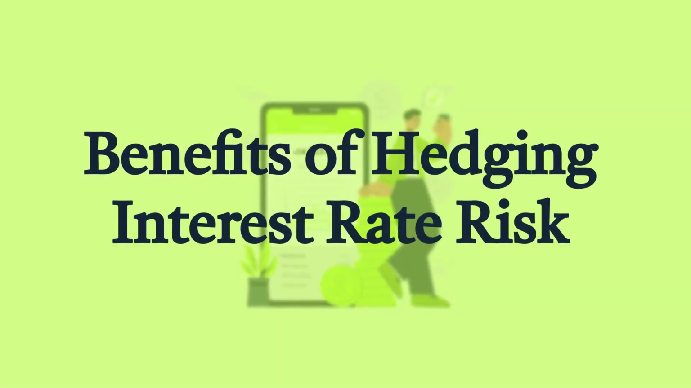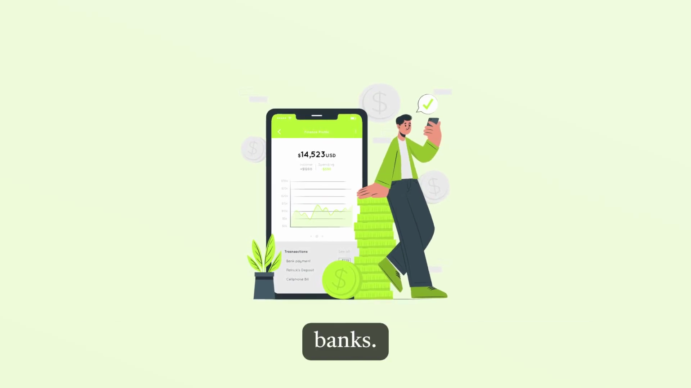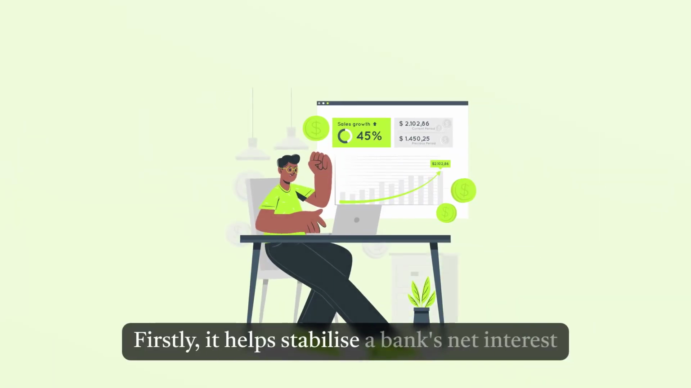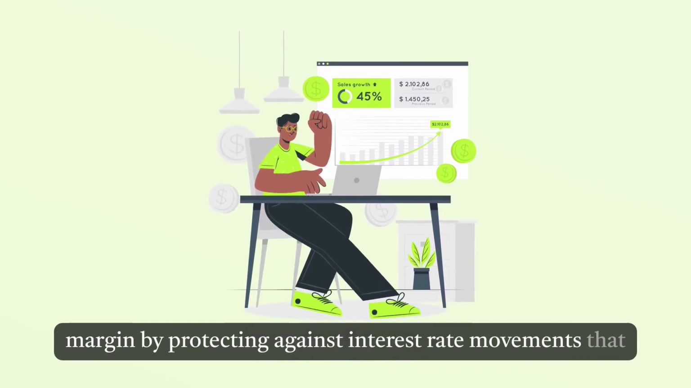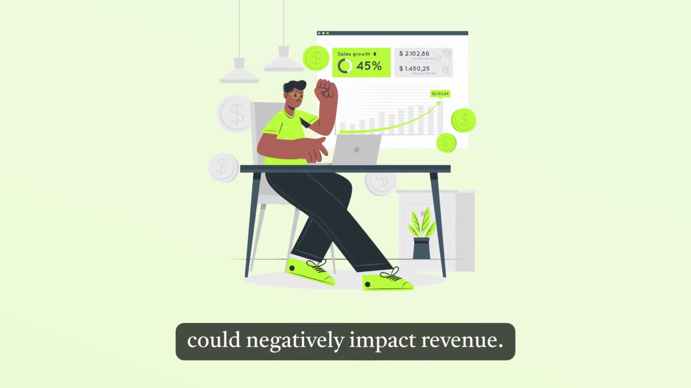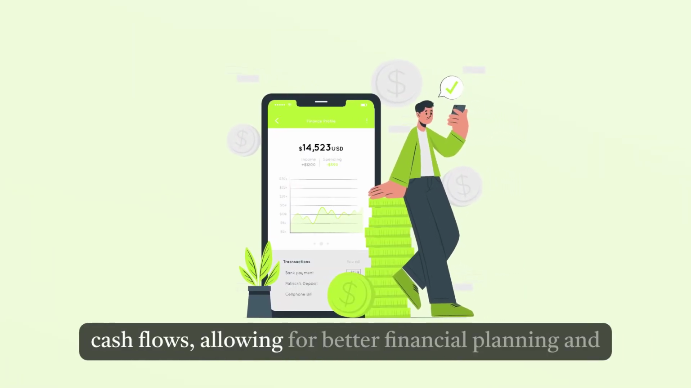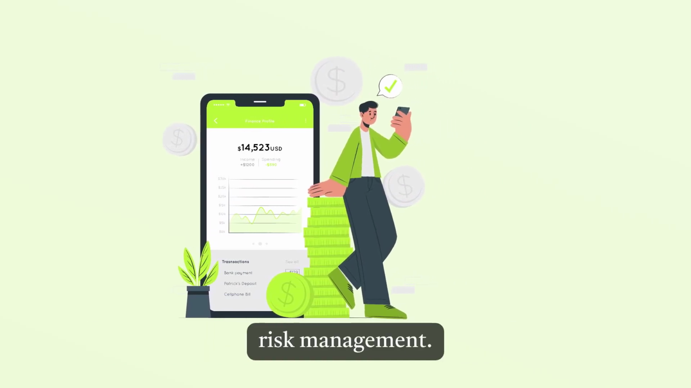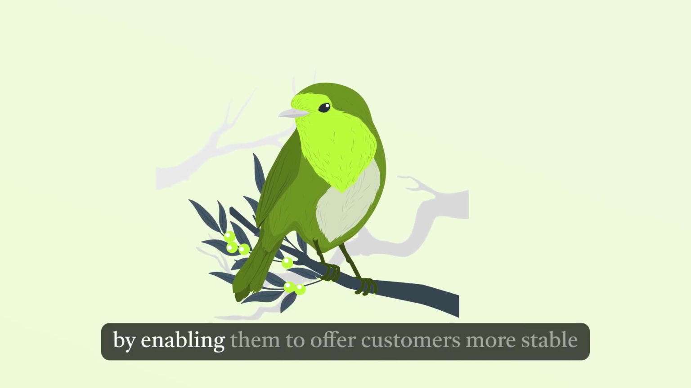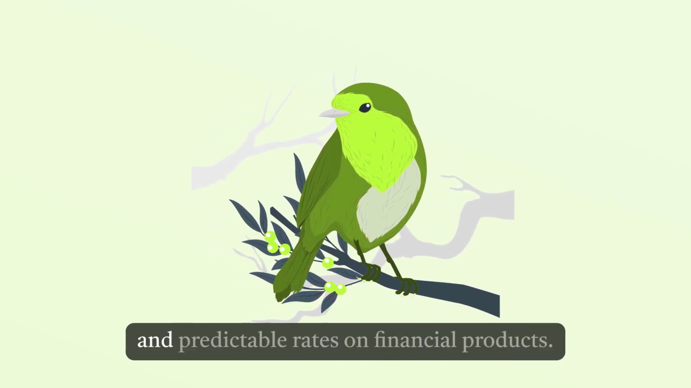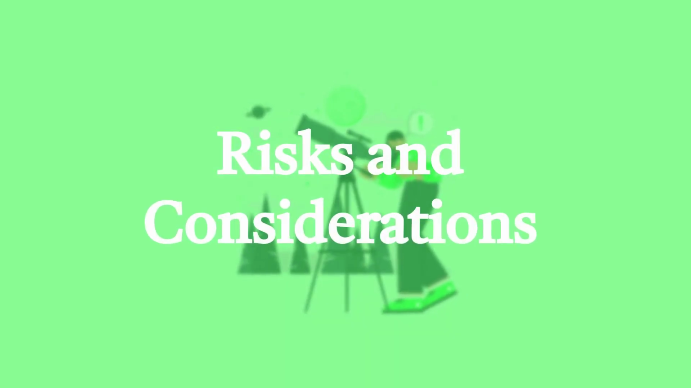Benefits of hedging interest rate risk. Hedging interest rate risk provides several benefits for banks. Firstly, it helps stabilize a bank's net interest margin by protecting against interest rate movements that could negatively impact revenue. Secondly, it enhances the predictability of a bank's cash flows, allowing for better financial planning and risk management. Additionally, hedging can increase a bank's competitive advantage by enabling them to offer customers more stable and predictable rates on financial products.